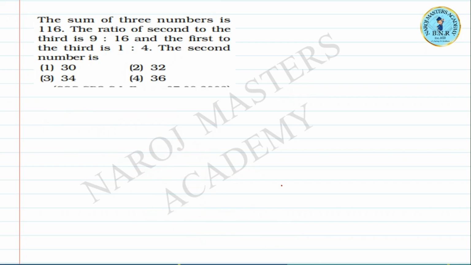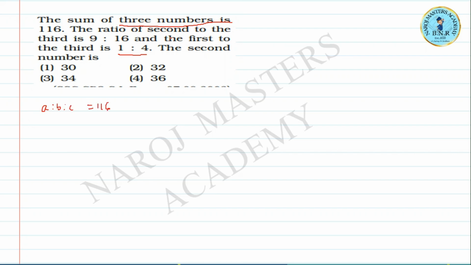The sum of the three numbers is 116. The ratio of the second to the third is 9 is to 16, and of the first to the third is 1 is to 4. We have to find the second number among these. So the sum of the three numbers, A is to B is to C, is how much? 116.